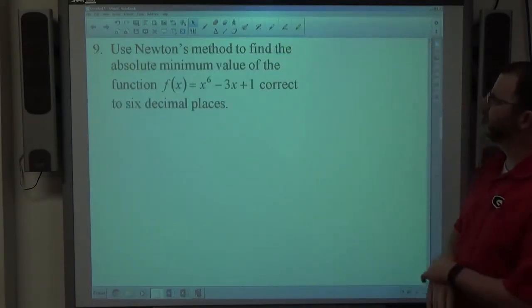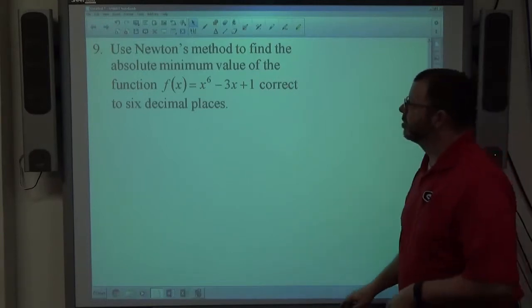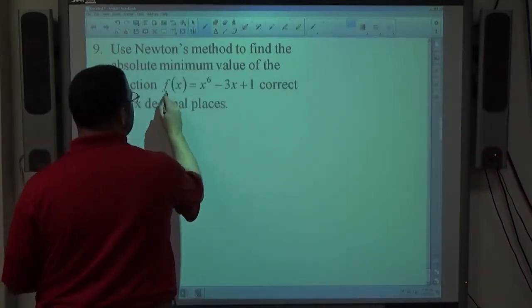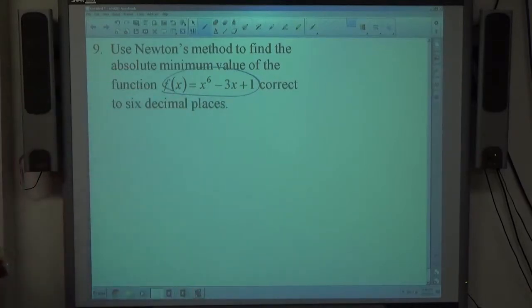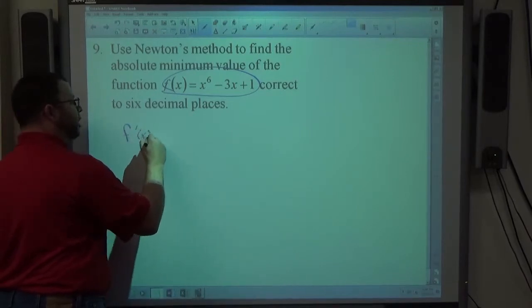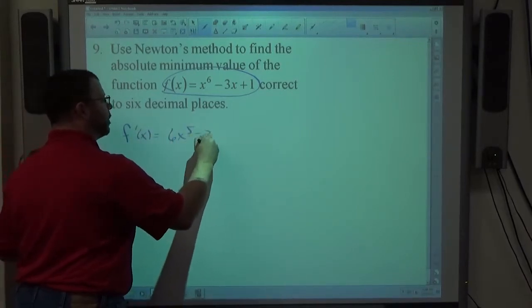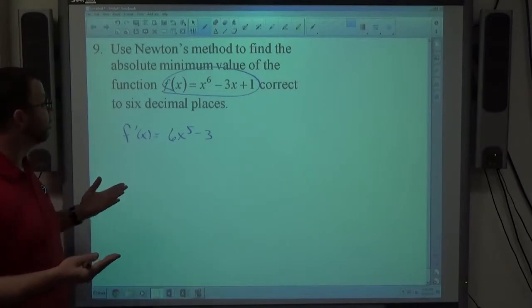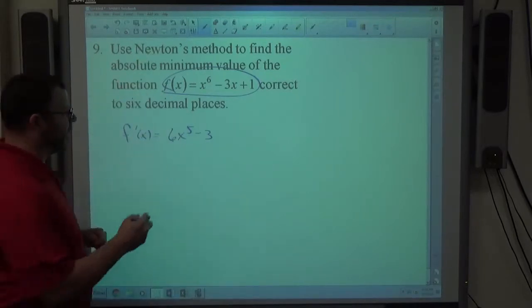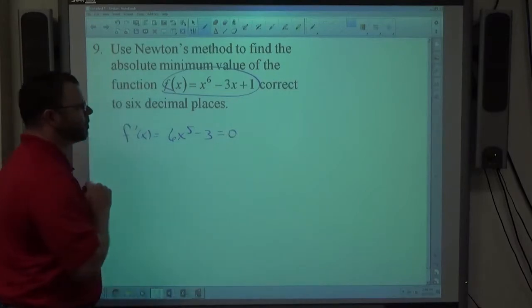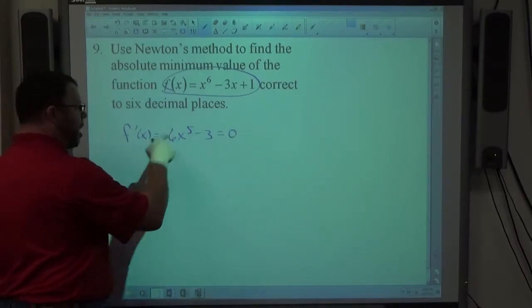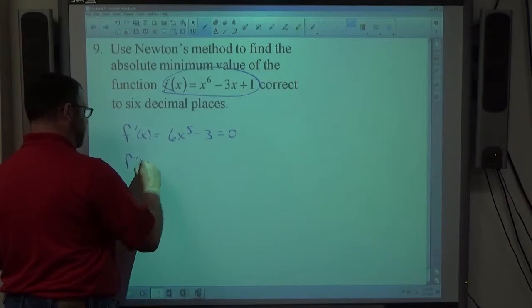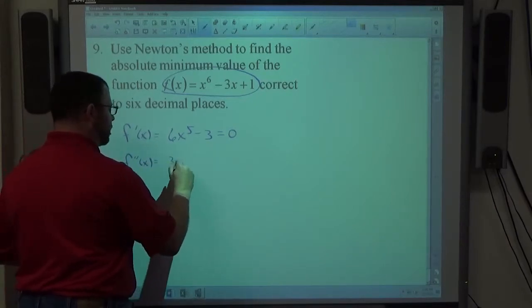Number 9, use Newton's method to find the absolute minimum value. So this is the same function as problem 7, but now they want the absolute minimum value. So I know f prime of x is equal to 6x to the 5th minus 3. I want to find critical numbers. Critical numbers occur at zeros, when the derivative equals 0, or when the derivative is undefined, or endpoints. No endpoints, never undefined, so equals 0 is what I'm looking for. So if I do f prime as that, f double prime is 30x to the 4th.